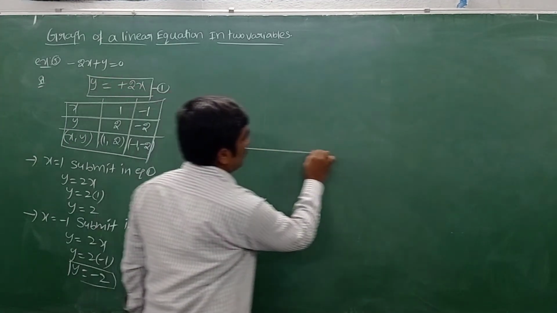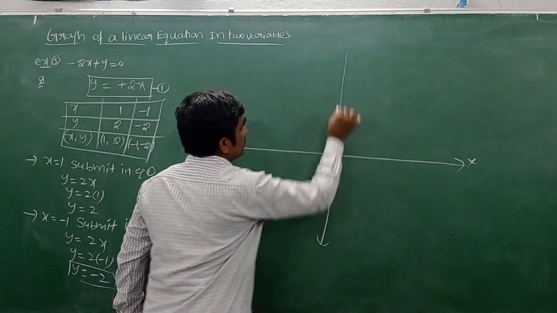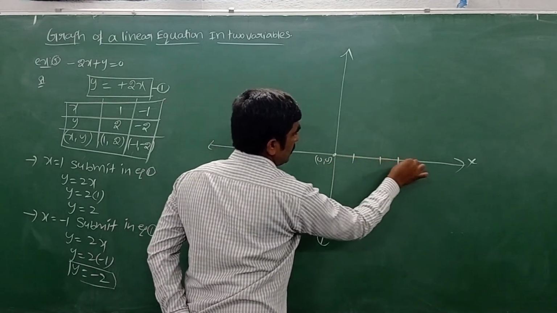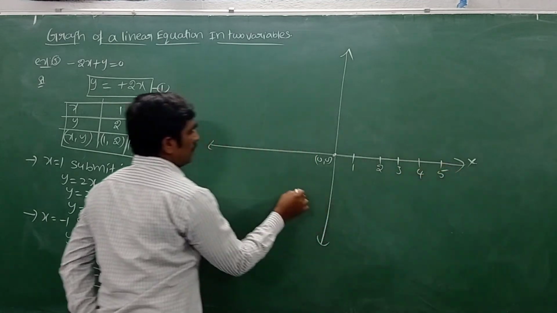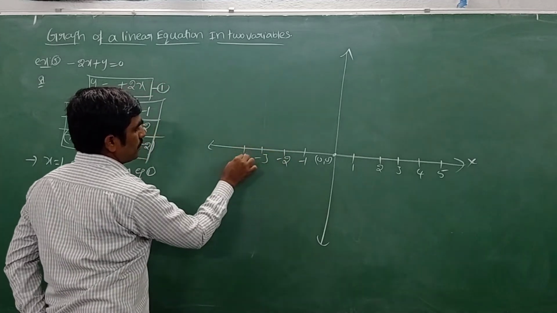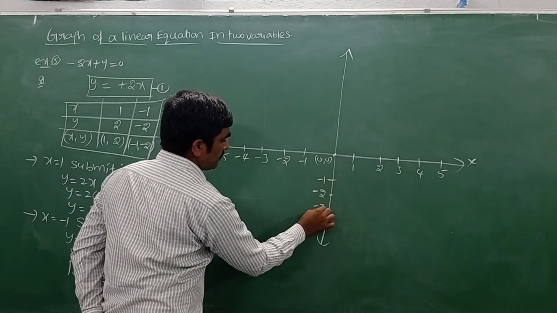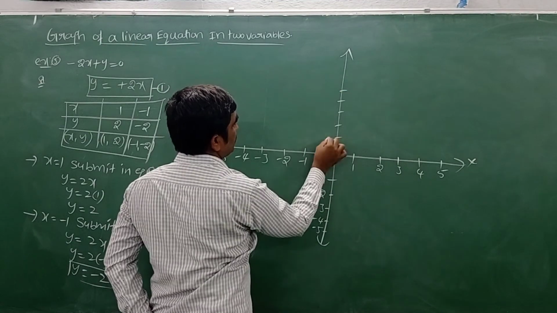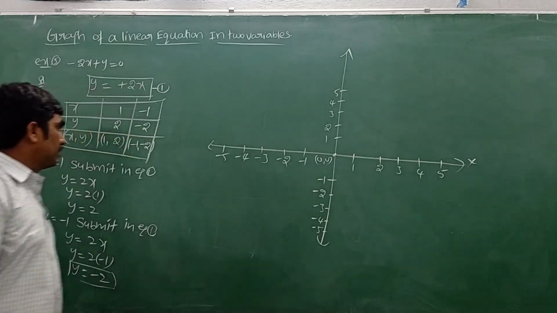Now let me draw the graph. The horizontal line is the x-axis. The vertical line is the y-axis. The intersecting point is the origin, which is 0, 0. On the positive side mark 1, 2, 3, 4, 5, and on the negative side -1, -2, -3, -4, -5, on both axes.